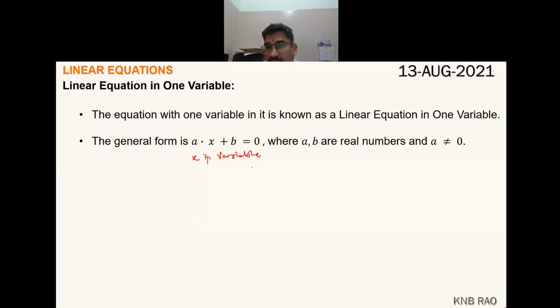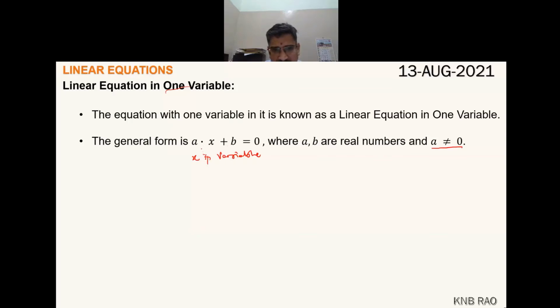A very important condition is that the coefficient of the variable should not be 0. If it becomes 0, then this becomes just b equal to 0. If a is 0, then a into x, that x variable will go off. That should not go. Why? Because linear equation in one variable means that variable should exist, means its coefficient, that is a, should not be 0. It's a non-zero number.